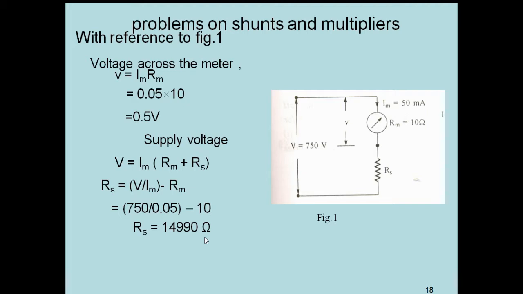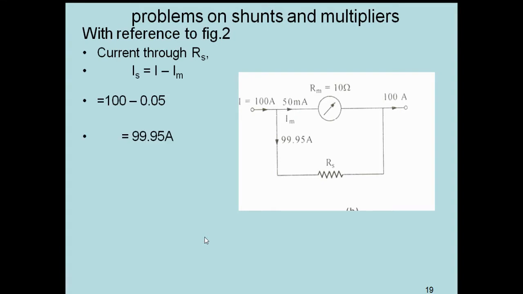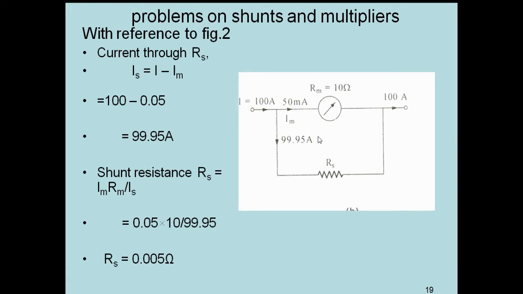Now we will solve for RSH. So here the meter resistance is 10 ohms. The meter current range is 50 milliamperes. They are extending this current rating to 100 amperes. For that, they are adding a shunt resistance. We need to find out this RSH.